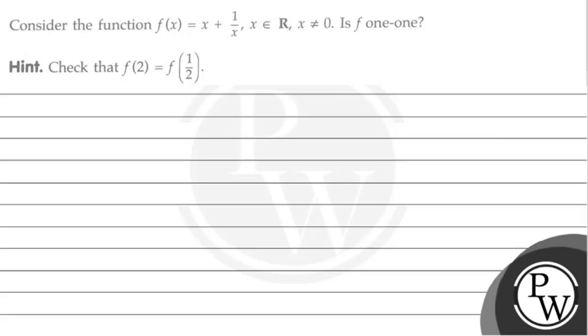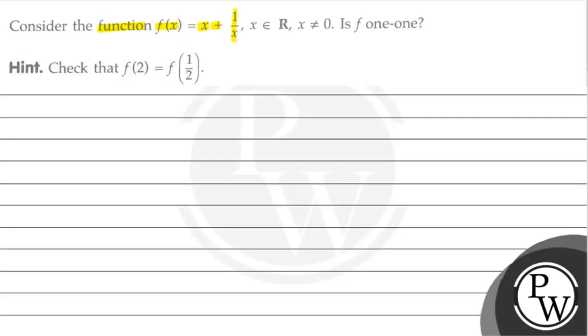Hello बच्चों, let's see the question. The question says: consider the function f(x) = x + 1/x, where x belongs to R, real numbers, and x cannot be 0. Is f one-one? So we have to tell in this question whether f is one-one or not. Okay, so let's solve the question, and the hint is to check that f(2) is equal to f(1/2).